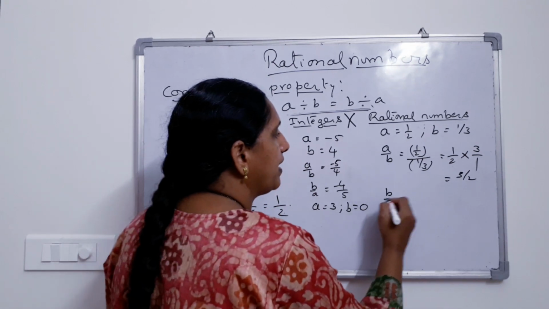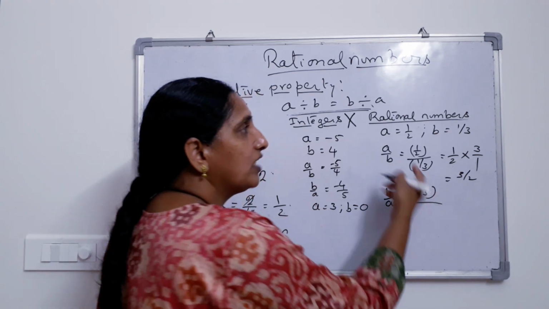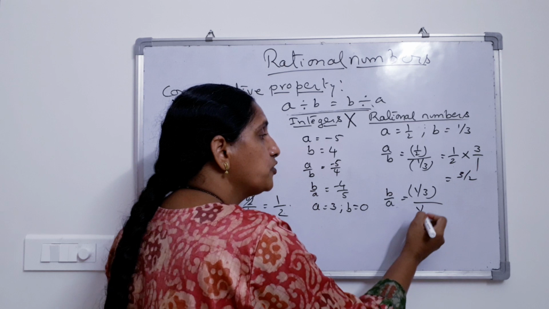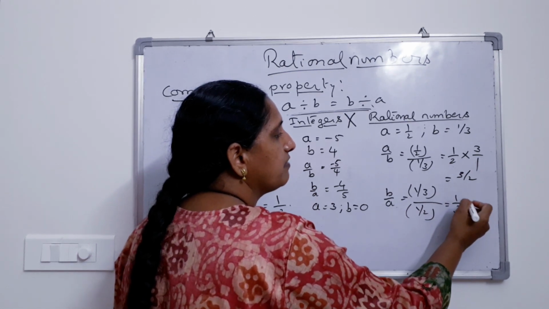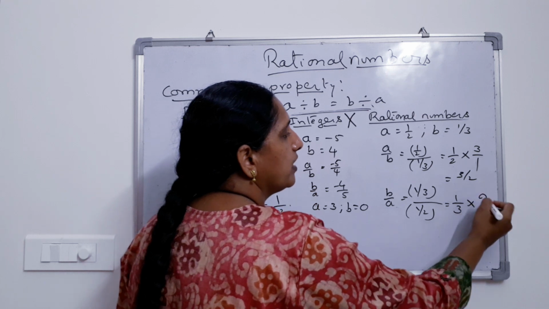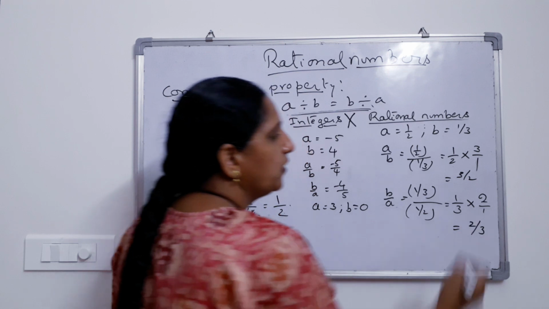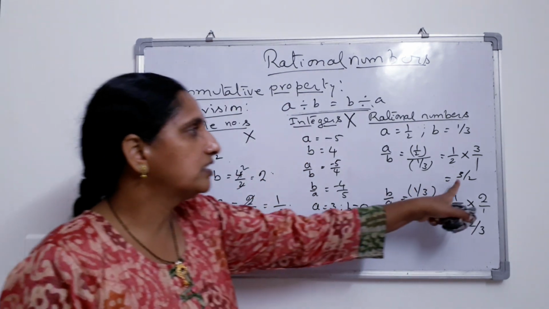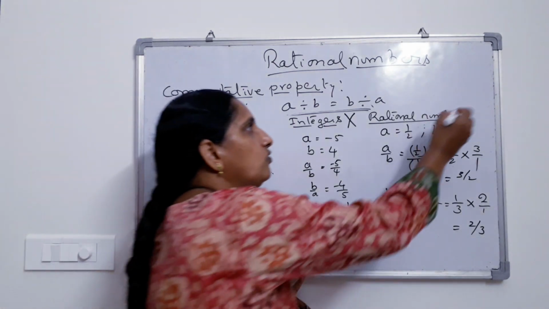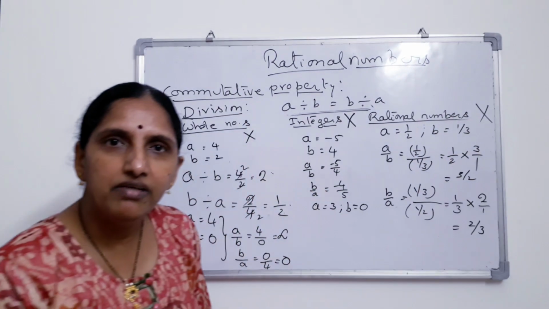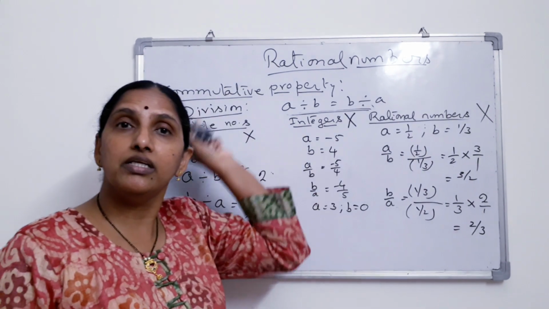Now let us see B by A. What is B? 1 by 3. What is A? 1 by 2. So let us reciprocate it. Division will become multiplication. Numerator and denominator will get exchanged. So what is this equal to? 2 by 3. This is 3 by 2, this is 2 by 3, both are not equal. So therefore, even rational numbers do not obey commutative property under division.